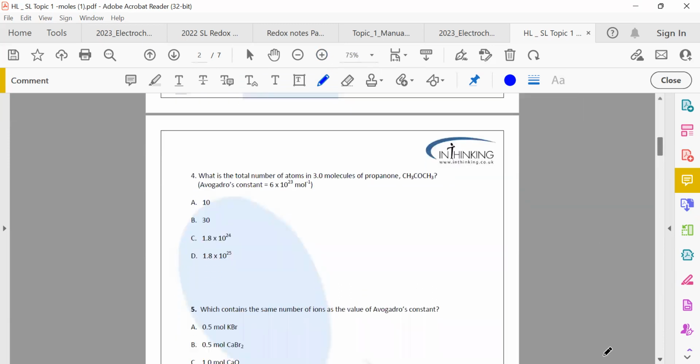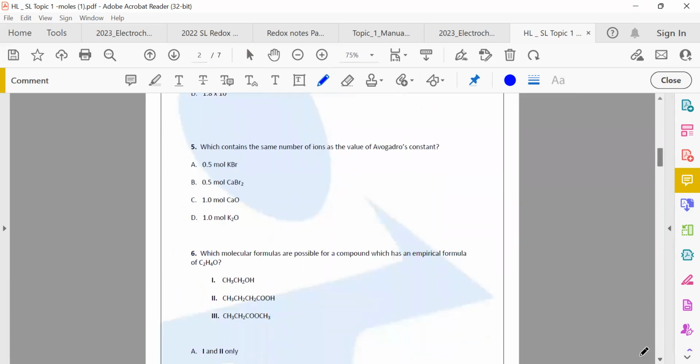What is the total number of atoms in 3 molecules of propane? So in this case, you can see that the idea is 3 molecules. Each molecule of propane consists of 4, 5, 6, 7, plus another 3, 10. So each molecule contains 10 atoms. So if I have 3 molecules, that means 30. So in this case, the focus is molecule. You got it? Good.